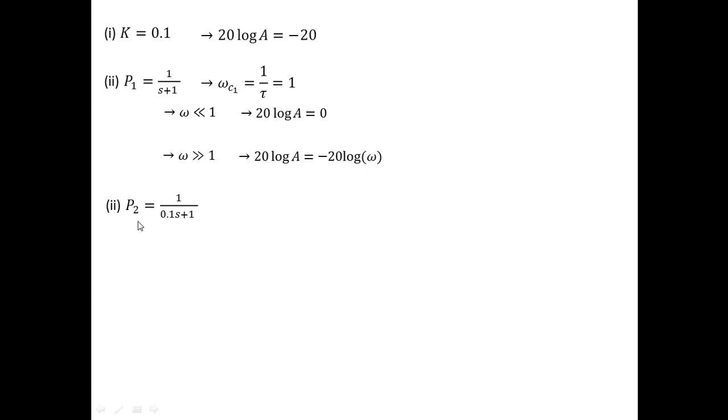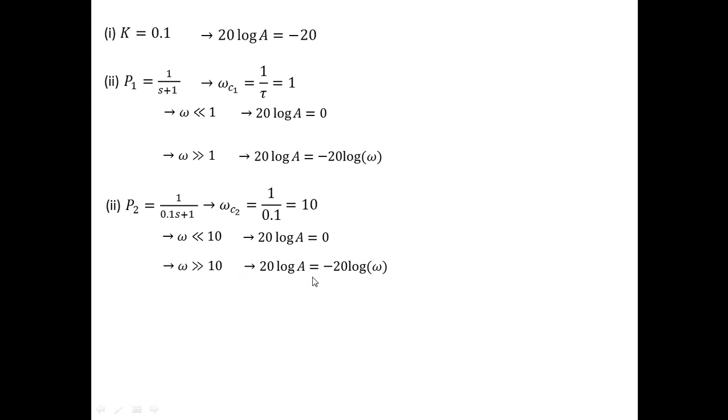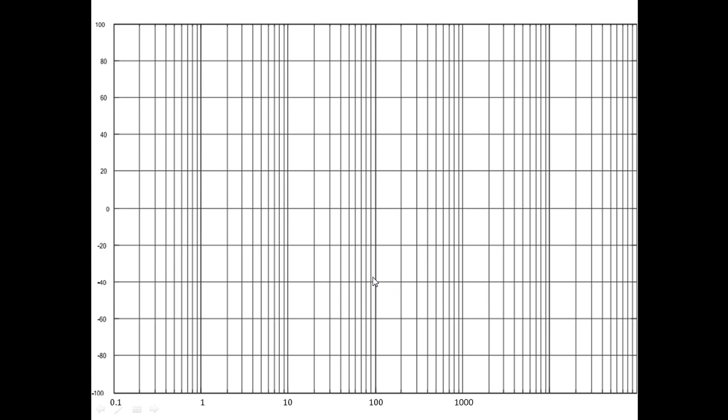For the second pole, or transfer function p2, I have 1 over 0.1 s plus 1. In this case, omega c2, the second corner frequency, is equal to 10. When omega is much less than 10, I have 20 log A equal to 0. When omega is much bigger than 10, I have 20 log A equal to minus 20 log omega. So if I want to plot this, first I plot the constant gain, which is minus 20. It is constant regardless of the frequency.